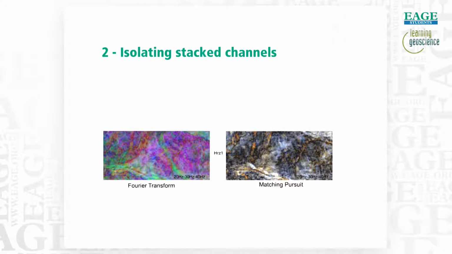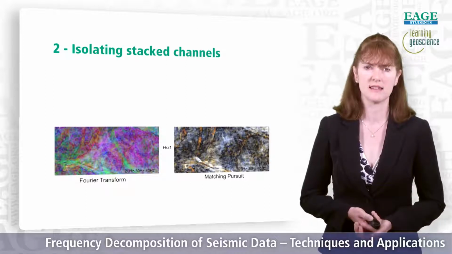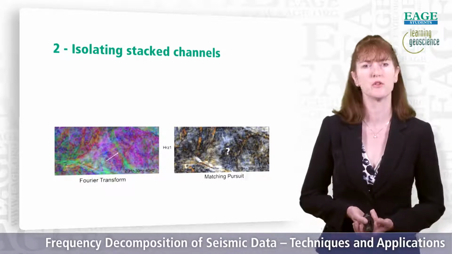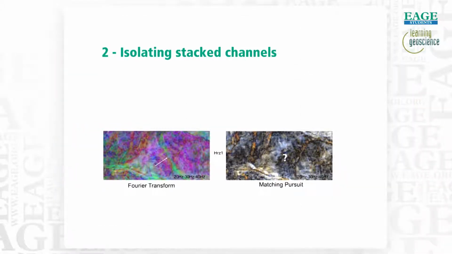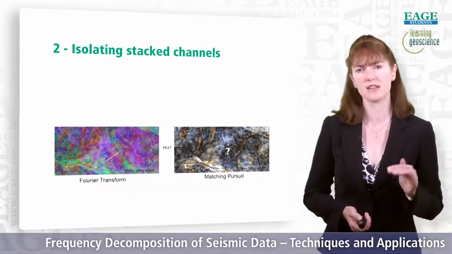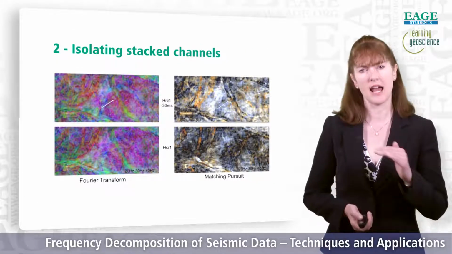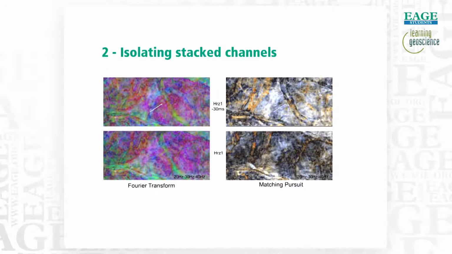What we can see in the Fourier transform on the left is this nice green channel coming through from sort of north to southeast. But when we look at the matching pursuit response, we don't see it there. It doesn't seem to be picking it up. And this begs the question, why can't we see it? Well, if we shift the horizon up by 30 milliseconds and look at the interval just above it, then that channel now appears in the matching pursuit response.